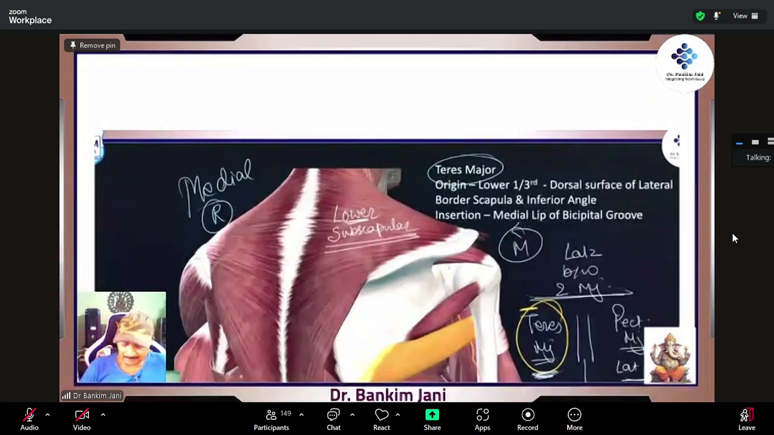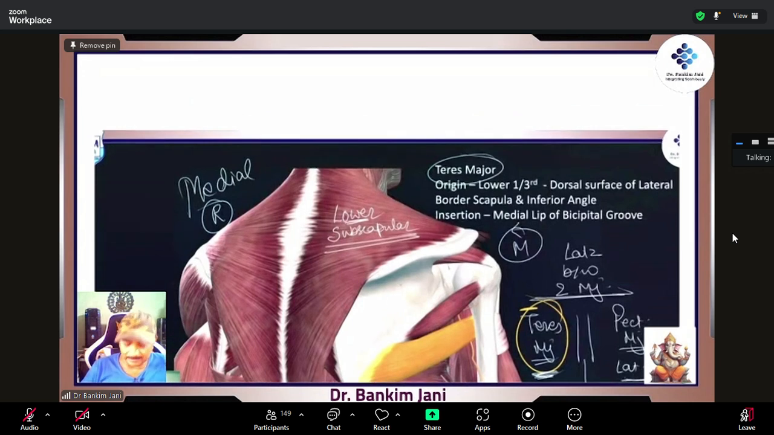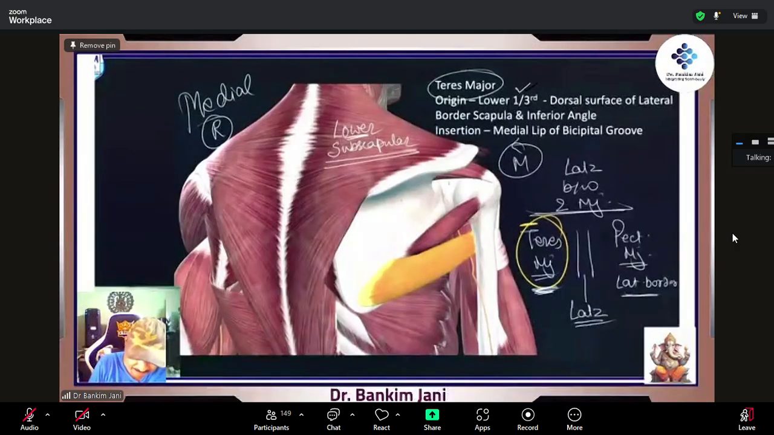So now, teres major. The discussion done till this point has made teres major easy. Lower 1/3 of the dorsal surface, posterior surface, of the lateral border of scapula and the inferior angle. Yes, that's extra. This portion is called the inferior angle.